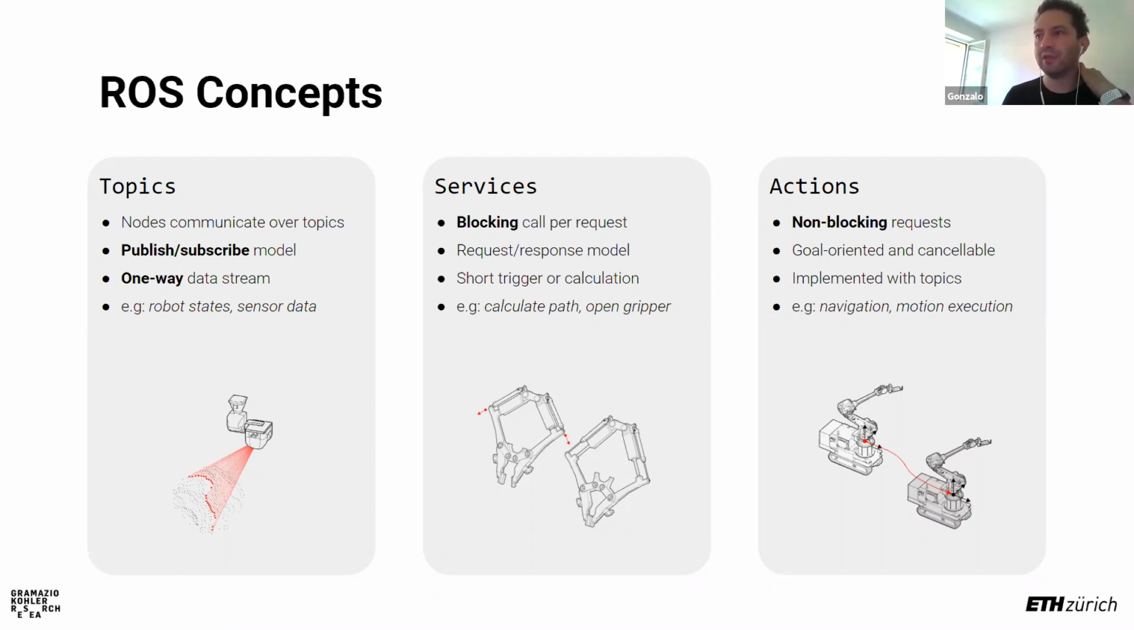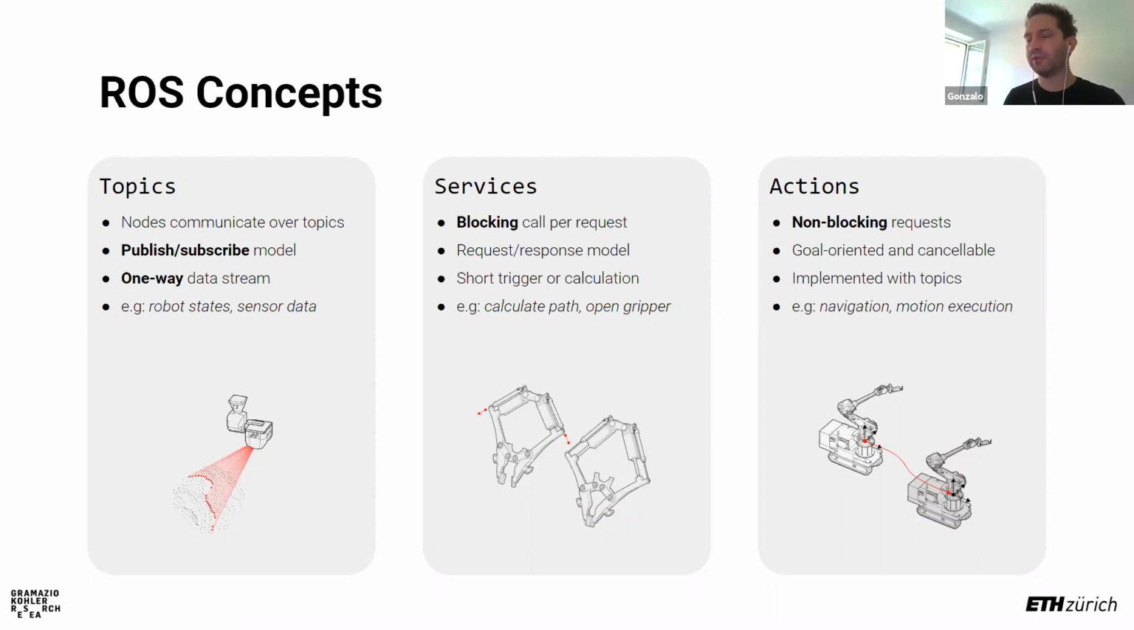A topic is unidirectional, it's a one-way data stream. So for example, you have a sensor and that sensor will just push data into the system. You just send data. You don't care about who's listening. As a topic publisher, you just send data. It basically follows a publish and subscribe model where the publisher doesn't need to know about the subscribers, and as long as data types match, then it's all fine.